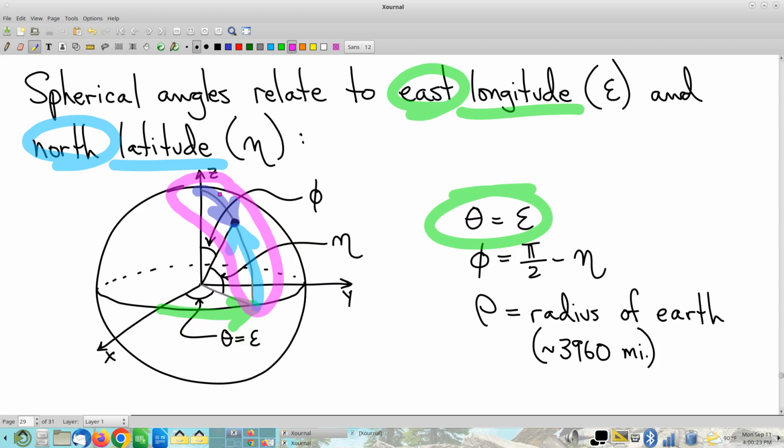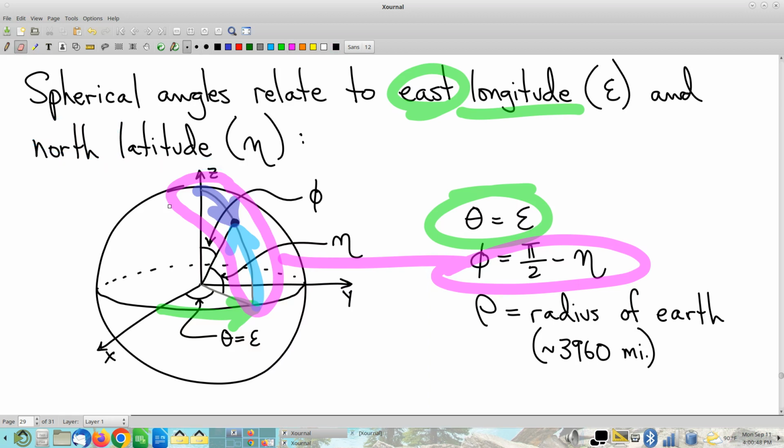And because they add up to pi over 2, there's an easy relationship between north latitude and phi. Is everybody happy with the geometry there? So pretty cool. Map coordinates very closely, not exactly, but very closely tell you spherical coordinates by this little easy conversion.